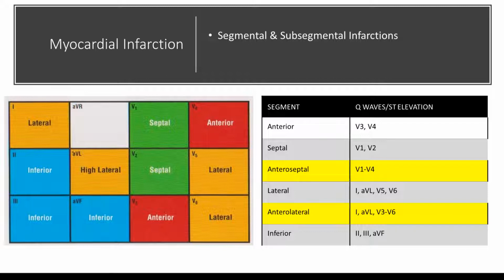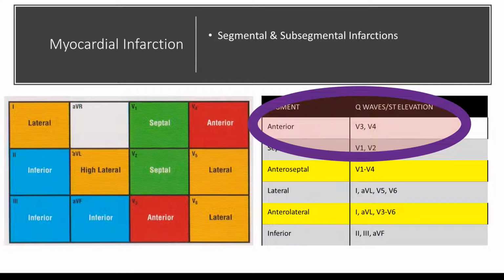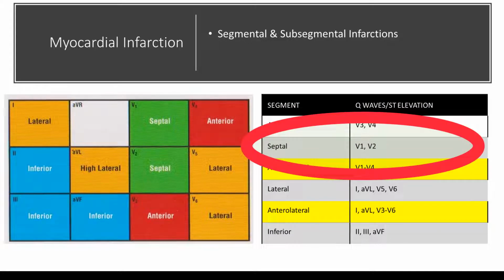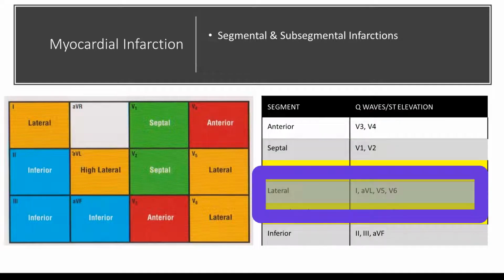An example of that would be the anterior portion of the heart. This particular part of the heart is reflected by leads V3 and V4. The septal portion is reflected by leads V1 and V2. The lateral portion is reflected by leads 1, AVL, V5, and V6.